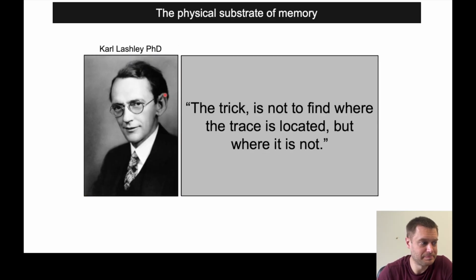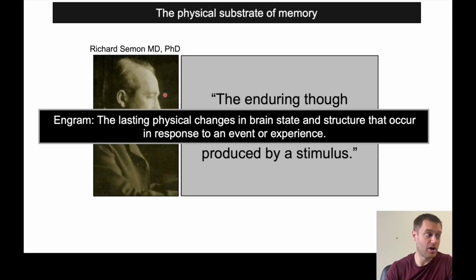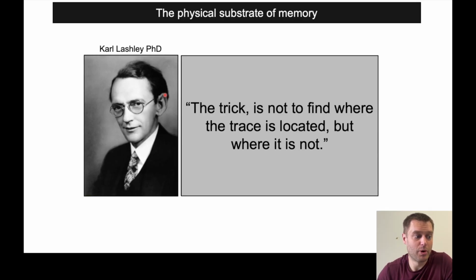Karl Lashley is the next guy that we care about, and he said, the trick is not to find where the trace is located, referring to the memory trace, but where it is not. He was building upon Richard Semon's work. Essentially, Karl Lashley was a very pessimistic scientist, and he spent his whole life trying to find where a memory would be housed in the brain. He would teach rats to solve a maze, and then he would lesion various aspects of the cortex of the rat to try and kill the memory. But what he found was that no matter where he lesioned, the rat would still be able to solve the maze after learning about it.